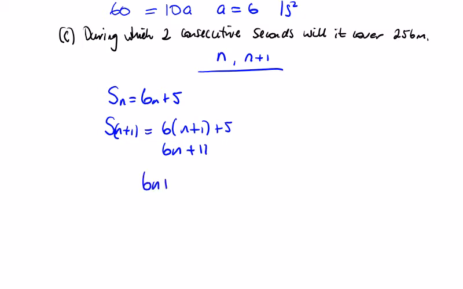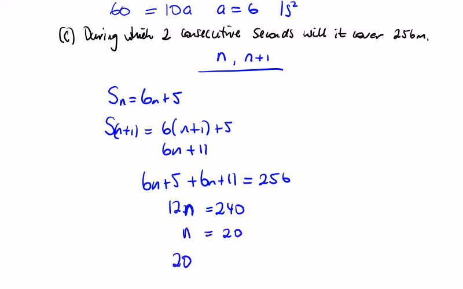So when is 6n plus 5 plus 6n plus 11 equal to 256? 12n would have to be equal to 256 minus 16, 240. So n will be equal to 20. So during the 20th and 21st seconds will be the answer to this part.